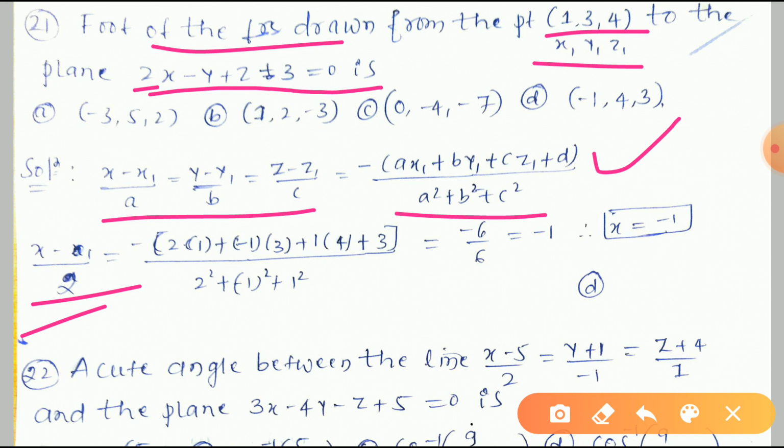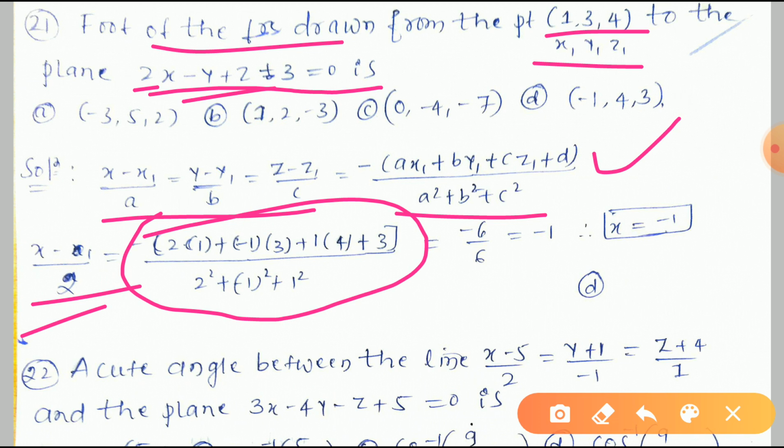That is, a is equal to 2, b is equal to minus 1, c is equal to 1, d is equal to 3. Here, put the values of a, b, c and d, x1, y1, z1. After simplification we get this is equal to minus 6 by 6. The 6 and 6 get cancelled, we get the x coordinate is equal to minus 1, therefore x is equal to minus 1.